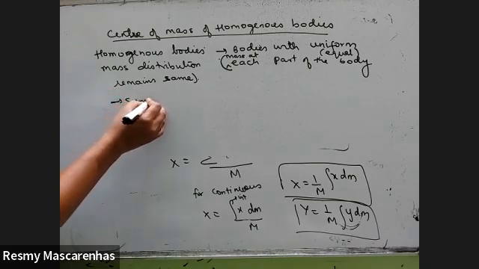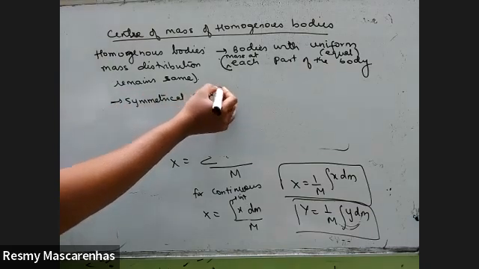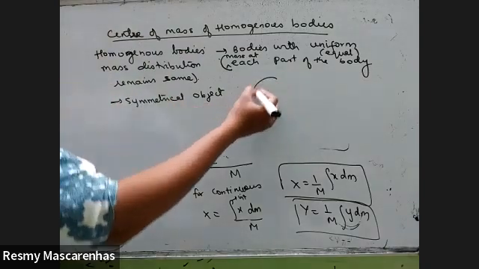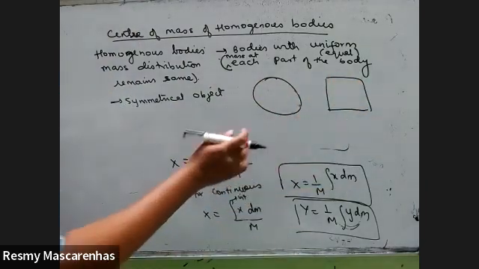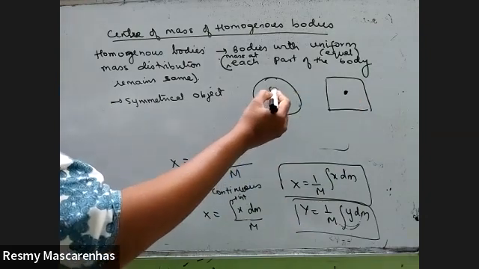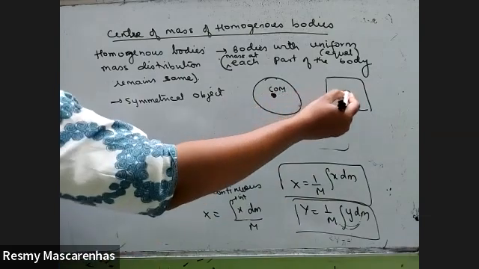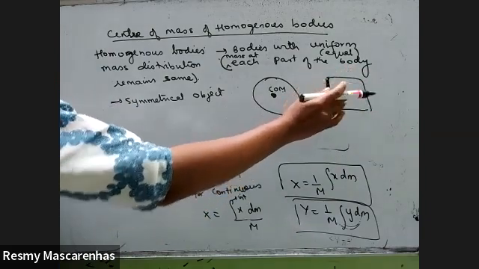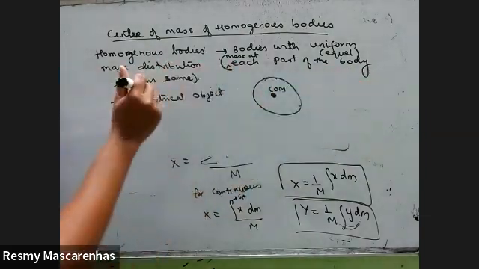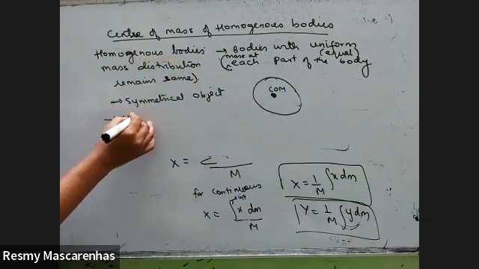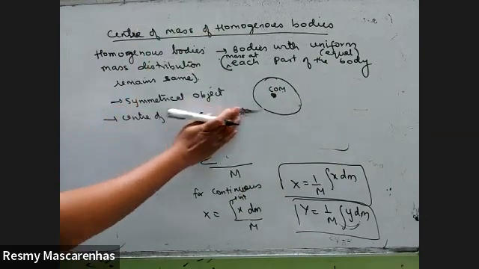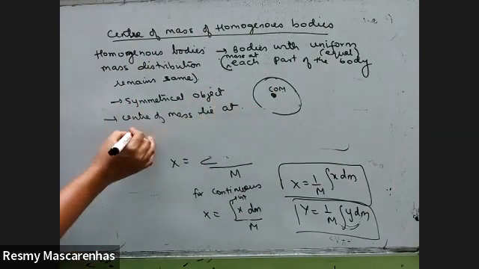Mostly symmetrical objects. If you consider a sphere, a sphere will have uniform distribution of mass everywhere in general. Like a circle or a square, the center of mass will always be at the center, because everywhere there is equal distribution. If somewhere on this side it was heavy, then the center of mass would shift to the heavier side. So whenever you have equal distribution, for homogeneous bodies, the center of mass lies at the geometric center.